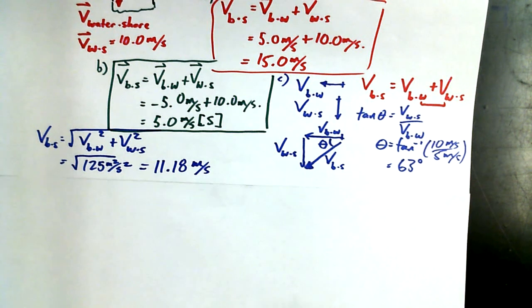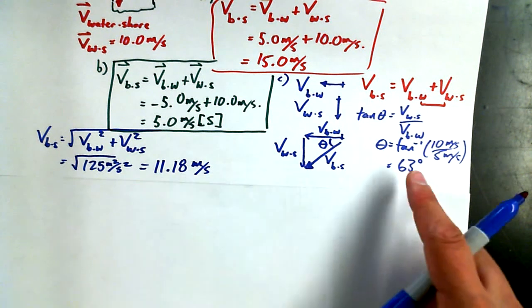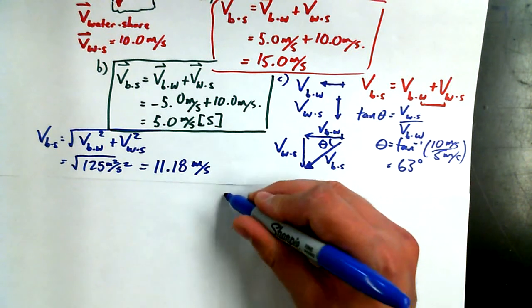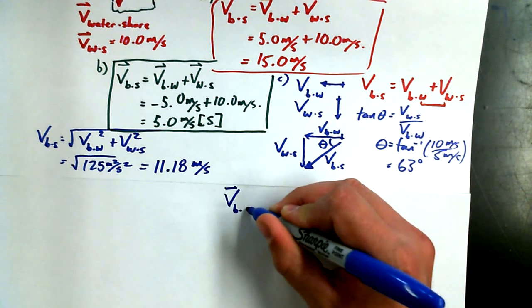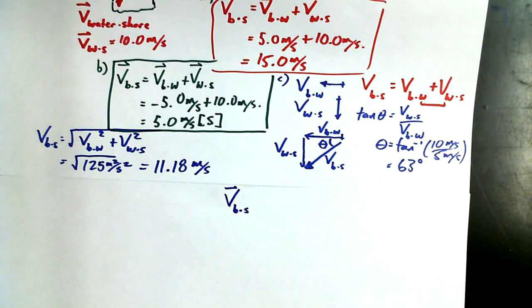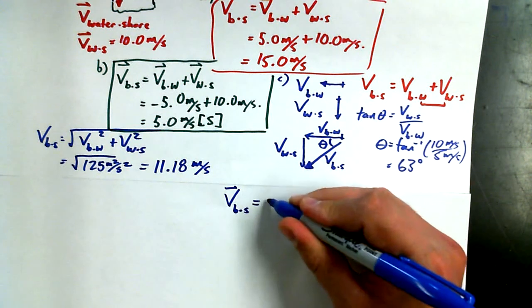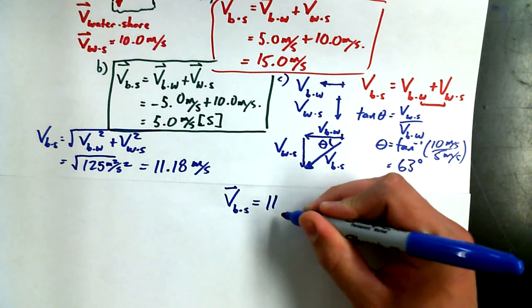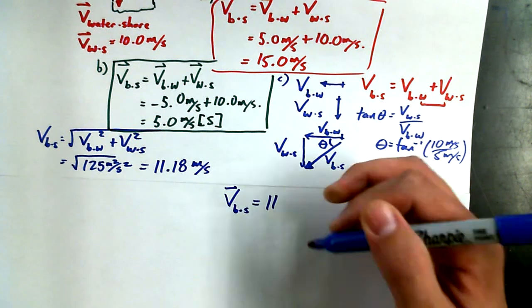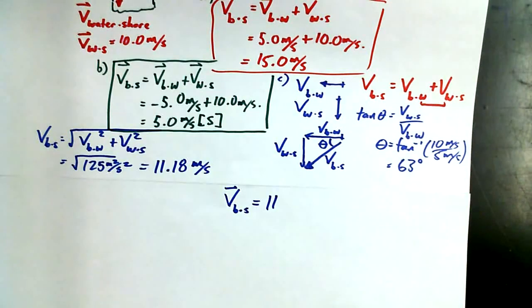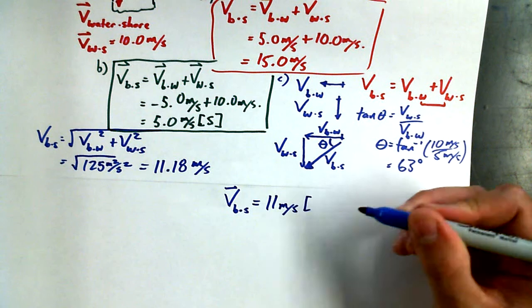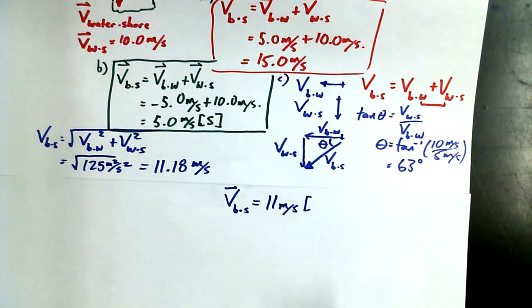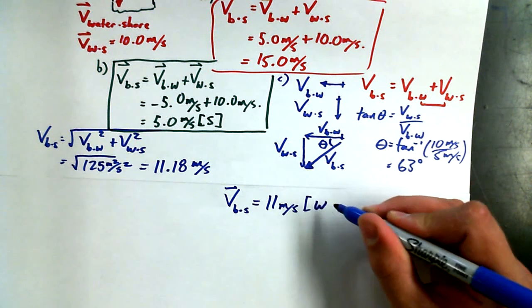All right. The final velocity then, once I've got my magnitude and my direction, would be V with an arrow over top, BS, velocity of the boat relative to the shore. And yes, I know I'm saying BS over and over again, but it's all true. Makes sense. Okay? 11 point, and I should take it to 2 significant digits because I started off with 2 significant digits. So 11 meters per second. And now I might say west, 63 degrees south.